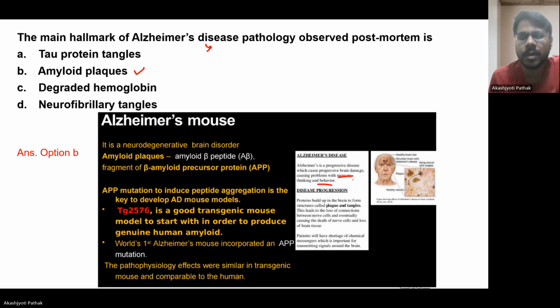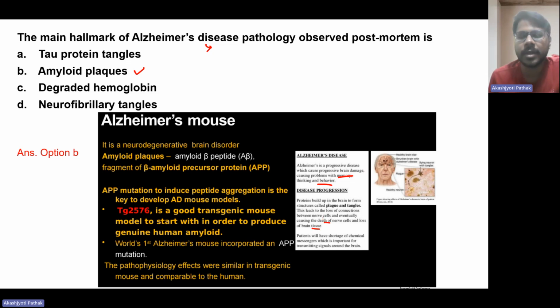And how does this disease progress? So in this disease, you can see that in the ventricles which are present in the brain, there is accumulation of plaque and tangles. So these are basically filamentous proteins which aggregate and form fibrillar structures. So this leads to the loss of connections between the nerve cells and eventually causes the death of nerve cells and loss of brain tissue.